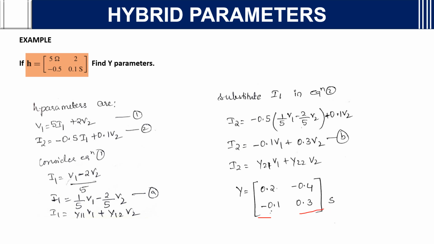Very easy. First, the matrix they have given, we write it in terms of the H parameters. Substitute the values accordingly, compare with the Y parameters, and you will get the Y parameters. That's it.